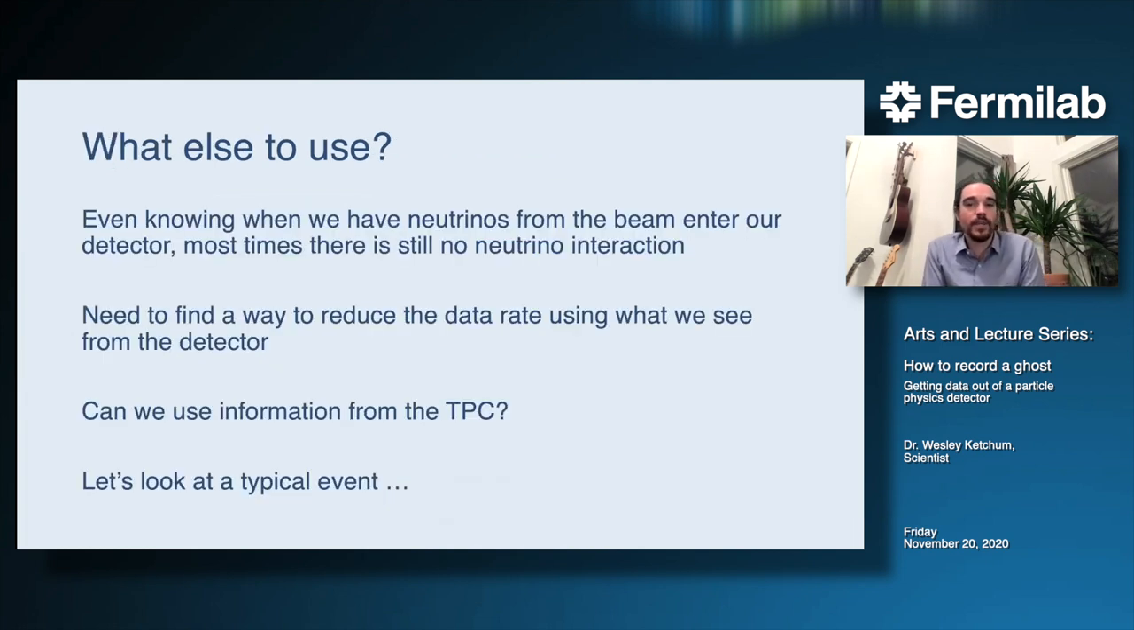So what other information can we use? Even knowing, like I said before, that we have neutrinos from the beam into our detector, a lot of times there's still no neutrino interaction.